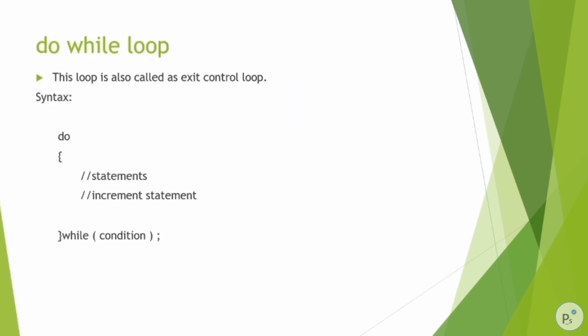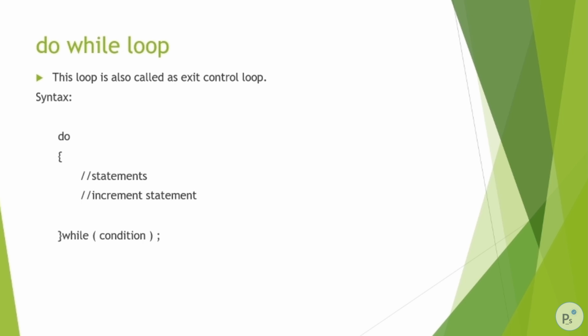So, do while loop. What is a do while loop? A do while loop is also called an exit control loop. To understand this, let me talk about the while loop first. As we have seen in the syntax of while loop, that is while, then condition, and then the other statements. In a while loop we first check the condition and then enter the code. That is why the while loop is called an entry control loop.